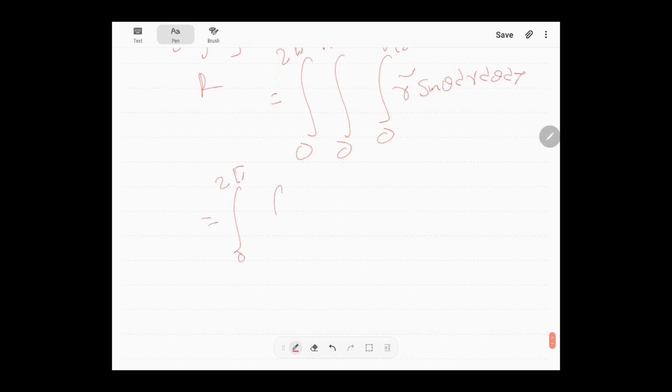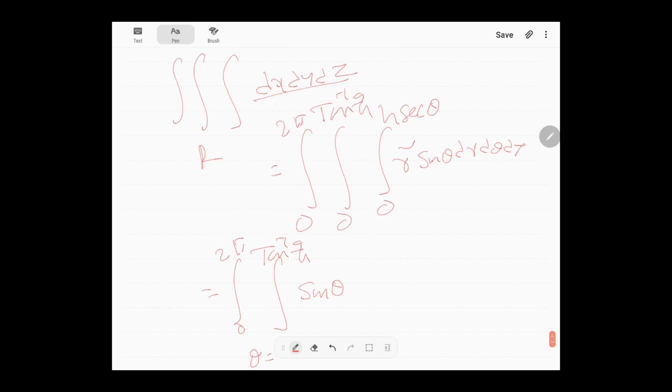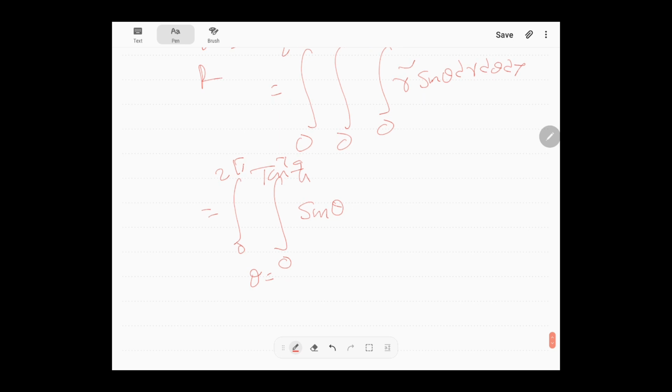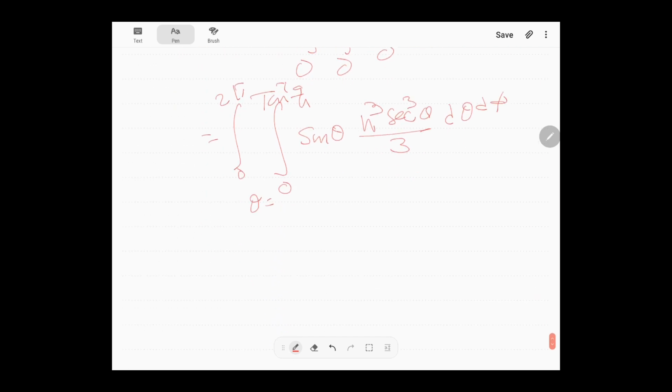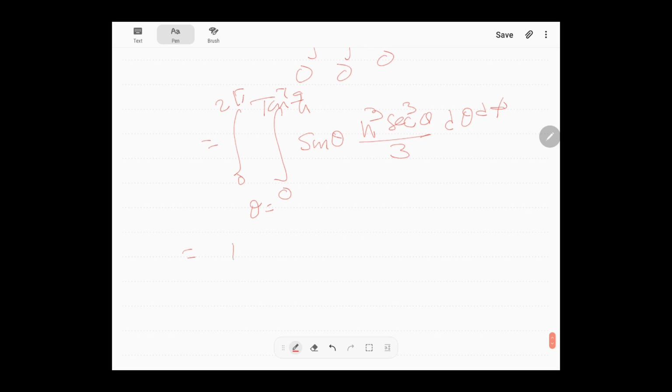The integration is integral 0 to 2 pi. First we integrate with respect to r, and the limits for theta are 0 to tan inverse a by h. Sine theta is a constant as long as I integrate with respect to r. The integral of r square is r cube by 3. If I substitute the limits, we get h cube secant cube theta by 3 d theta d phi. So h cube by 3 is a constant which comes out, leaving sine theta into secant cube theta.